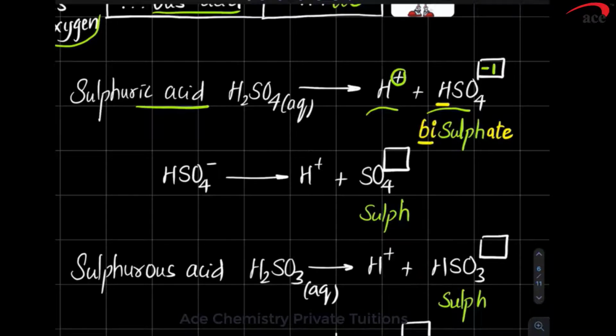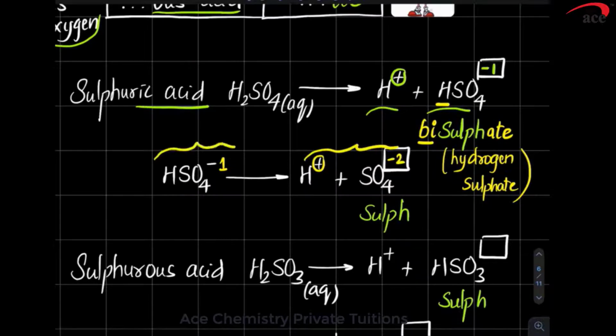When is the word bi used? If an anion still contains replaceable hydrogen. So bisulfate. It is also called hydrogen sulfate. But that's quite an easy name to remember. Bisulfate is something unusual for us to remember. If you take bisulfate with a -1 charge, if it loses H plus further in water, then what do you expect? Will there be a charge on SO4? Correct, -2, because the charge here and the charge here should match. So it should be -2.